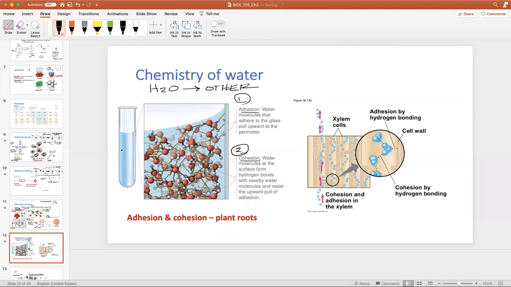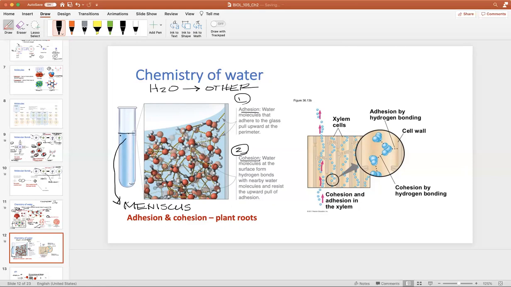Okay? So let's look at this glass test tube here. Can you make out that there's water in it and it's making a bit of a U shape? This U shape is actually called a meniscus. Incidentally, if you're ever measuring something in the lab, you want to measure from the bottom of the meniscus.